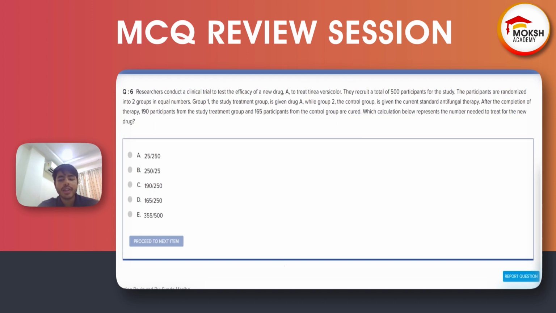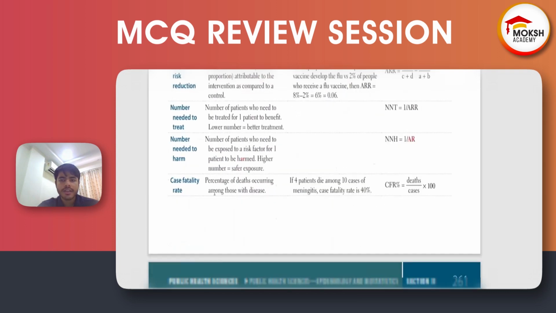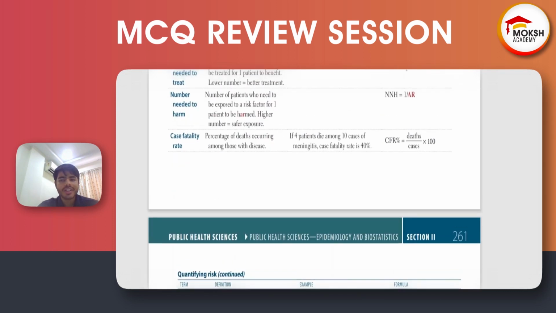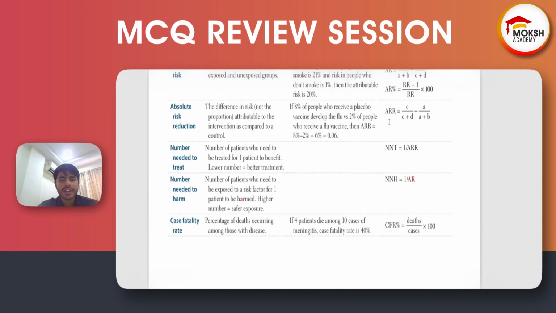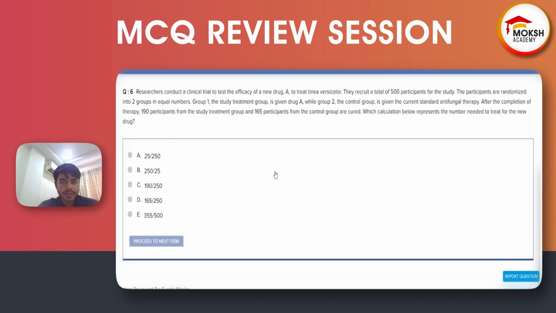So number needed to treat, I'll tell you the formula, in case you don't have it. Number needed to treat is 1 by absolute risk reduction. Absolute risk reduction is the difference. So here are your options again. You need to know the difference and divide it by 1, or inverse the ratio, so you'll get the answer.